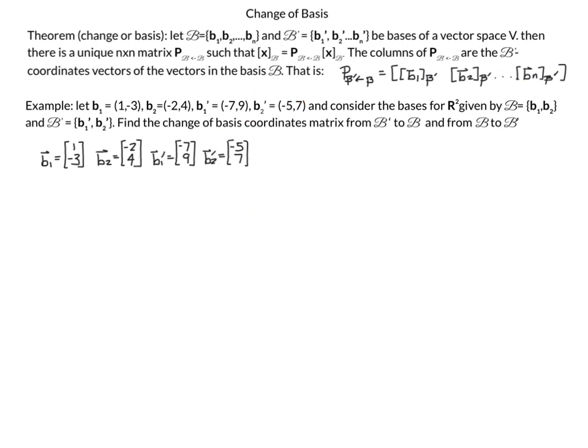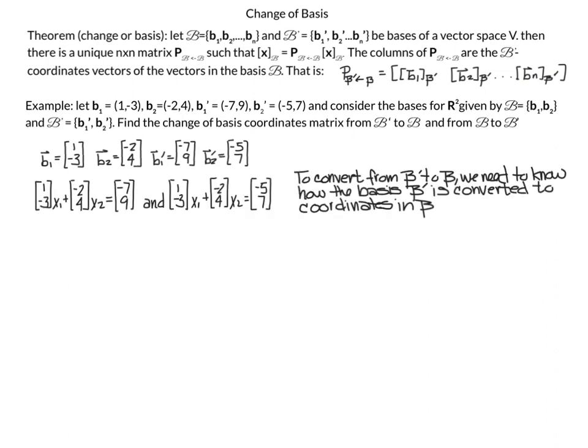The problem then is to find the change of basis coordinate matrix from b prime to b and from b to b prime. So to convert from b prime to b, we need to know how a basis b prime is converted to coordinates in b. So this is what I did. I'm looking at my bases b prime, my negative 7, 9, and my negative 5, 7, and writing them as linear combinations of my bases in b, which is 1, negative 3, and negative 2, 4.